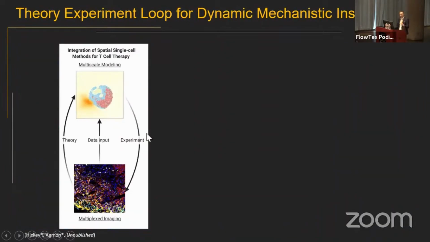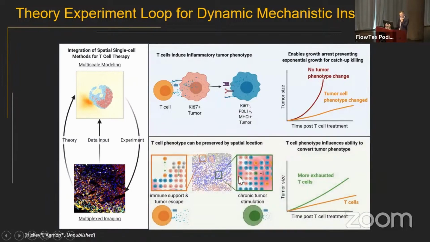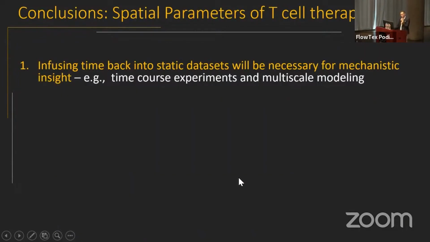So it's really the theory-experiment loop, with data input from this imaging cytometry to our multi-scale models, that really helped us figure out this mechanism of T cell tumor phenotype conversion along with the killing. So I'm just going to conclude this part. I think these are static snapshots, and we can take multiple snapshots, but I think infusing time by either doing that or modeling or some amount of computational inference is going to be important in studies in the future.